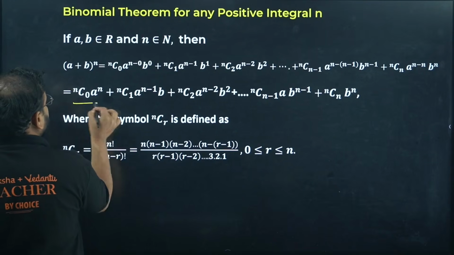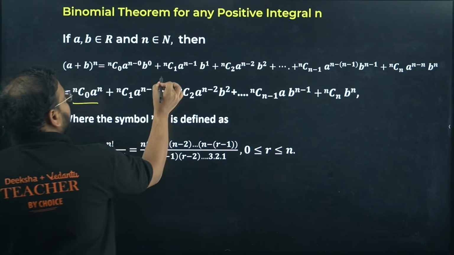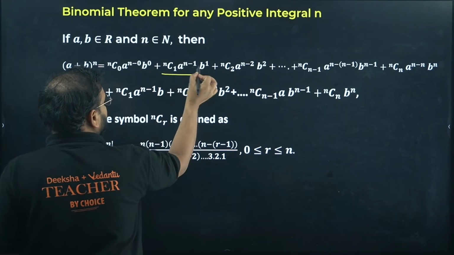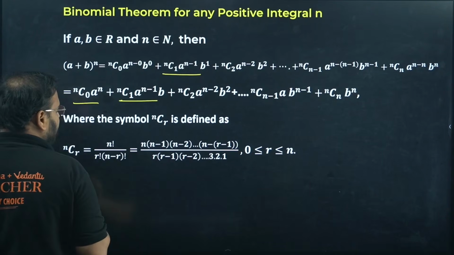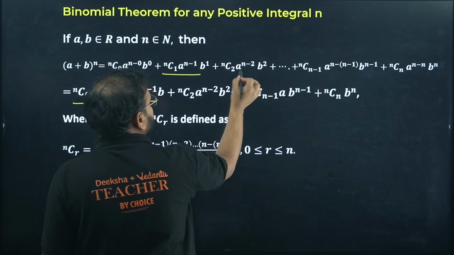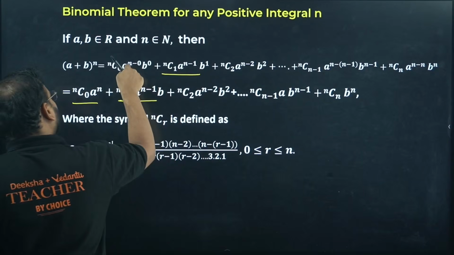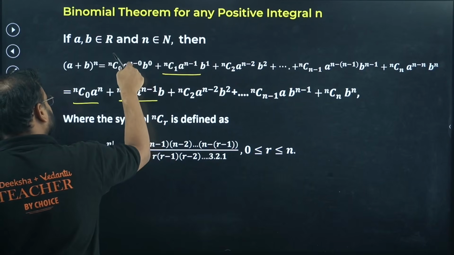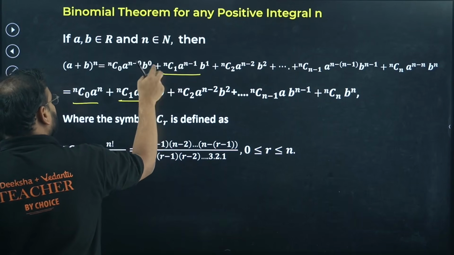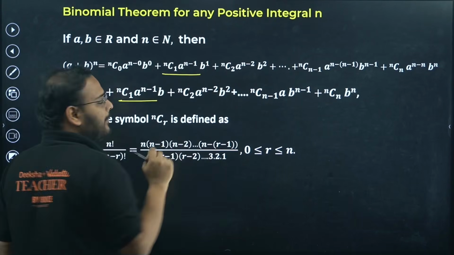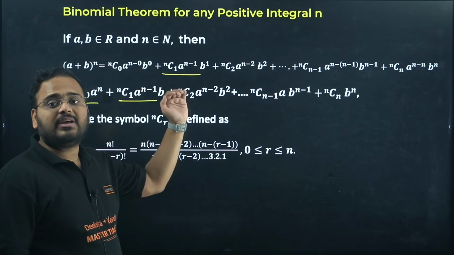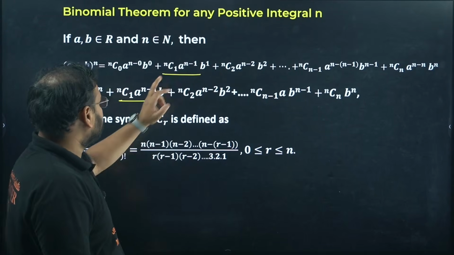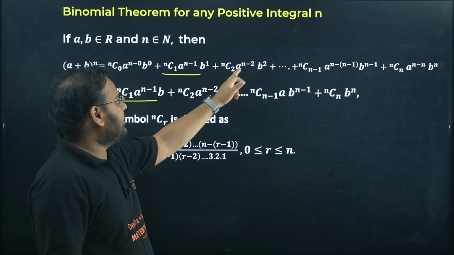So this becomes nC0 a^n, nC1 a^(n-1) b^1, it becomes nC1 a^(n-1) b, nC2. So basically the power of n was here, power of a was here n, power of b was here 0. In every term, what happens? The power of a reduces by 1 and the power of b increases by 1. a^(n-1) b^1, a^(n-2) b^2.